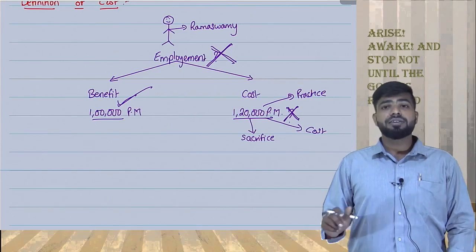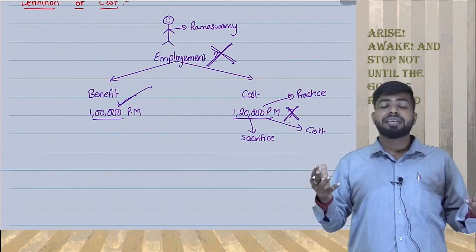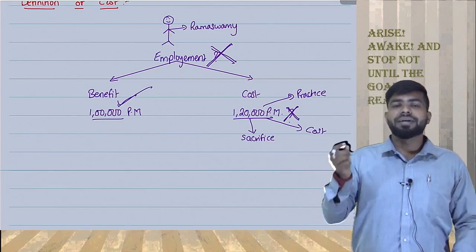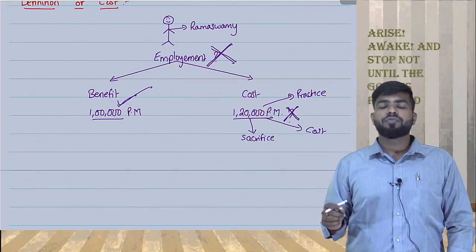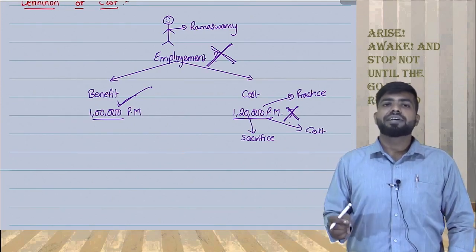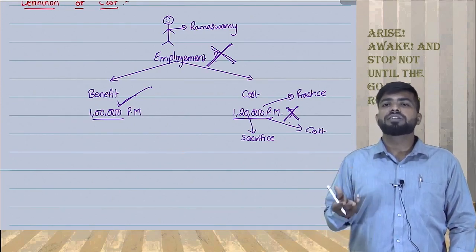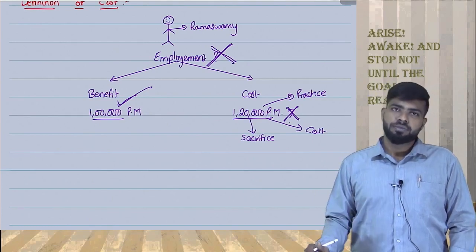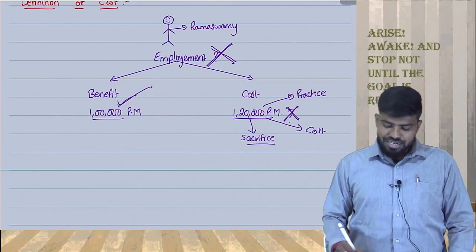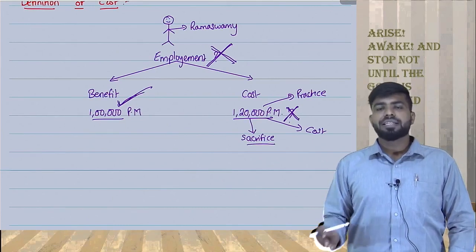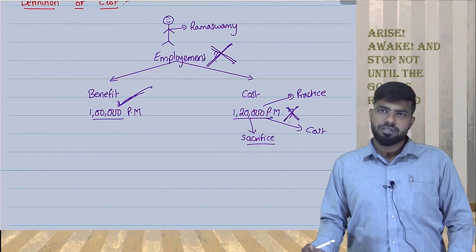Understanding? But cost is somewhat wider than the expense. Even though we are not spending out of pocket, we will still treat it as the cost. In this case, that 1,20,000 income from the practice, we are treating it as the cost. What kind of cost is it? It is an opportunity cost. We have an opportunity to earn 1,20,000, but we are sacrificing that and going for the employment, then that 1,20,000 will be treated as the cost.